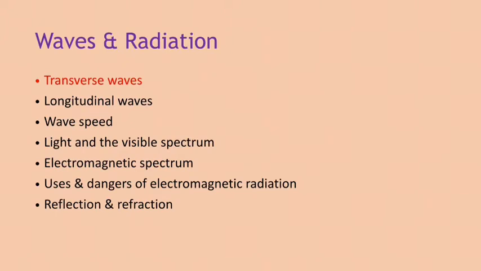In this waves and radiation topic in Year 7, there's 7 things you need to learn. Transverse waves, longitudinal waves, wave speeds and how to calculate them, light and the visible spectrum, the electromagnetic spectrum, the uses and dangers of electromagnetic radiation, and reflection and refraction.